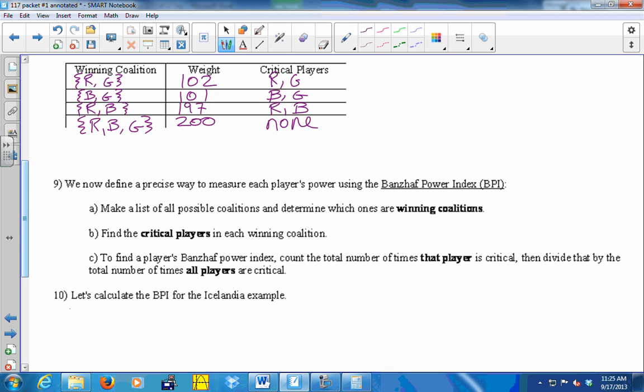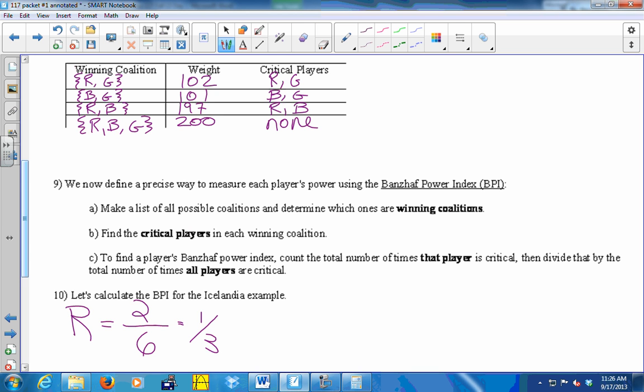So red, the red party for power, how many times is red listed as a critical player here? Twice. So we put that one in the numerator. And then how many times is anyone listed as critical here? 6 times. Denominator. So red is critical 2 out of 6 times. So that means that red has 1/3 of the power.